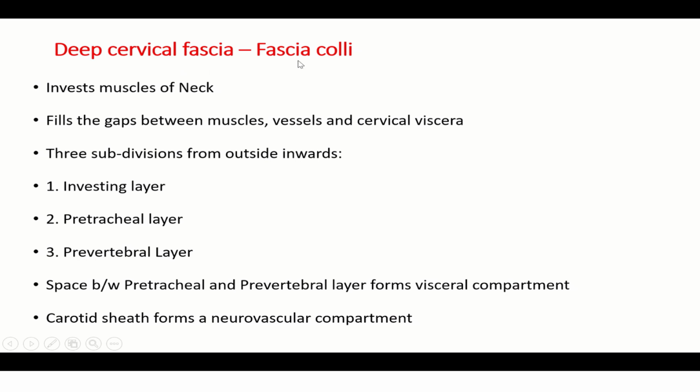So, deep cervical fascia is also called fascia colli. What it actually does is invest the muscles of the neck and fill the gaps between muscles, vessels, and cervical viscera. For studying purposes, we have divided this deep cervical fascia into three layers: the investing layer of deep cervical fascia, the pretracheal layer, and the prevertebral layer. The space between the pretracheal and prevertebral layers forms the visceral compartment, and the carotid sheath forms a neurovascular compartment. We will see these layers in detail in the coming slides.